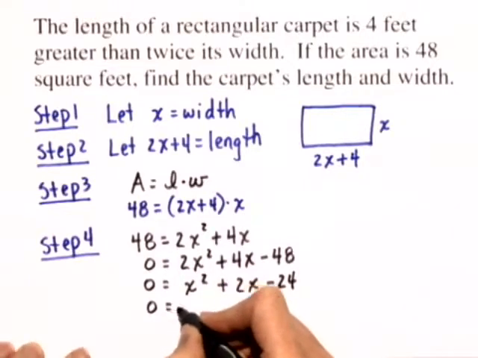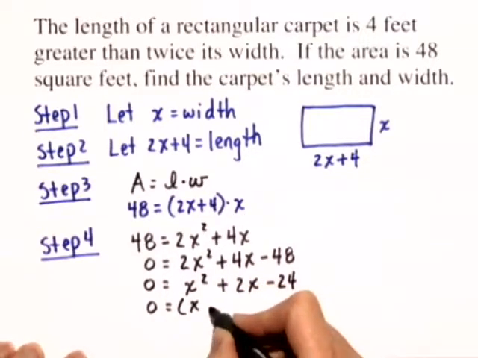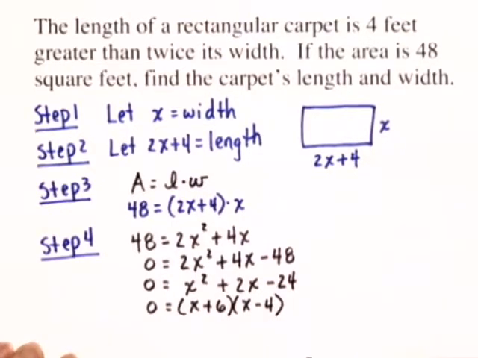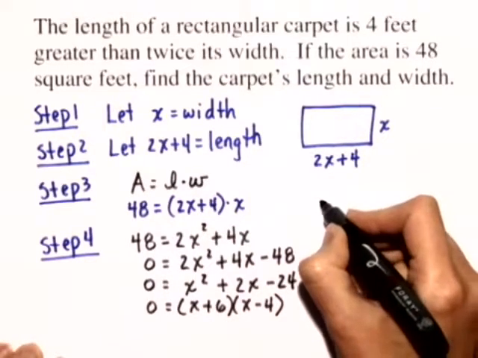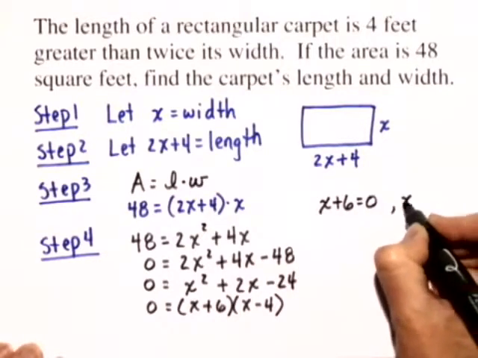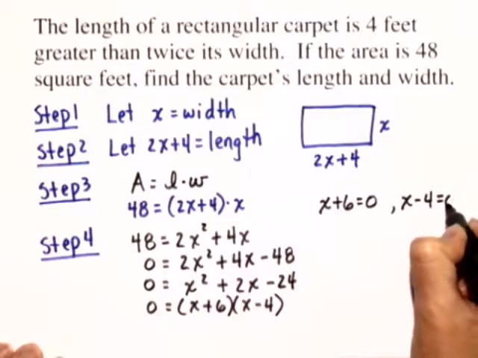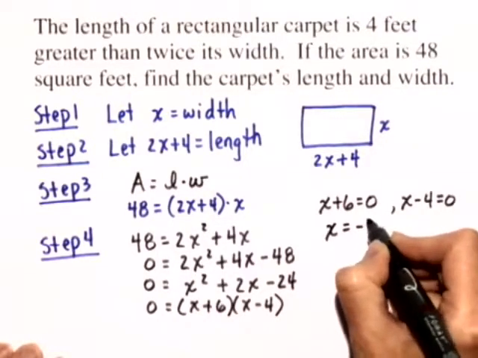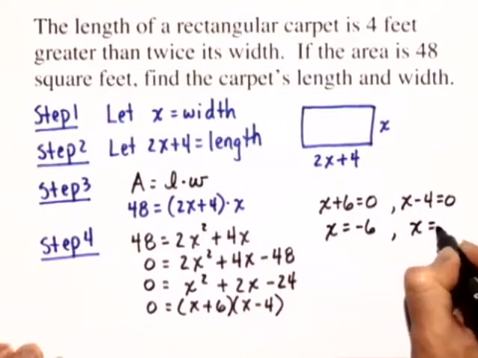We'll have 0 equals x plus 6 times the quantity x minus 4. It's always a good idea to check to make sure we factored correctly. That looks fine. So we set each of these factors equal to 0. x plus 6 equals 0, or x minus 4 equals 0. We'll solve both of these equations. We'll get x equals negative 6, or x equals 4.